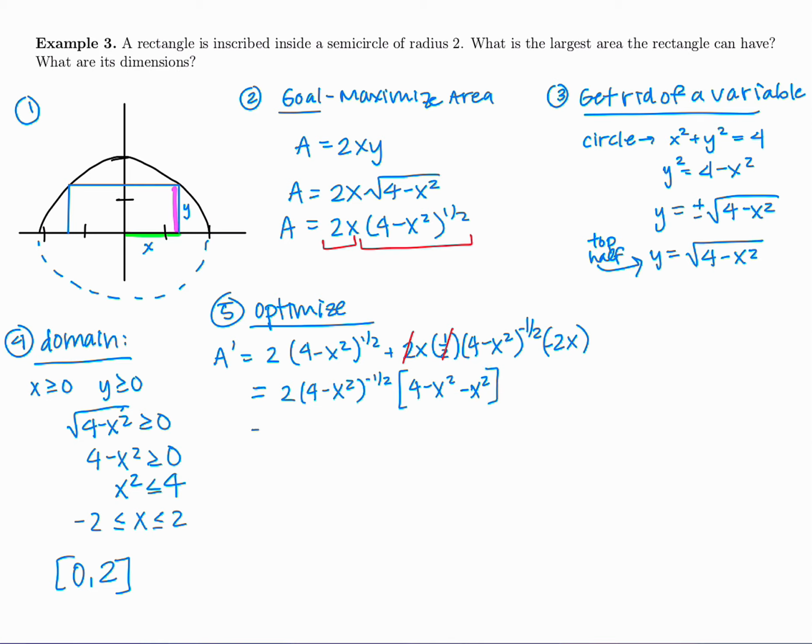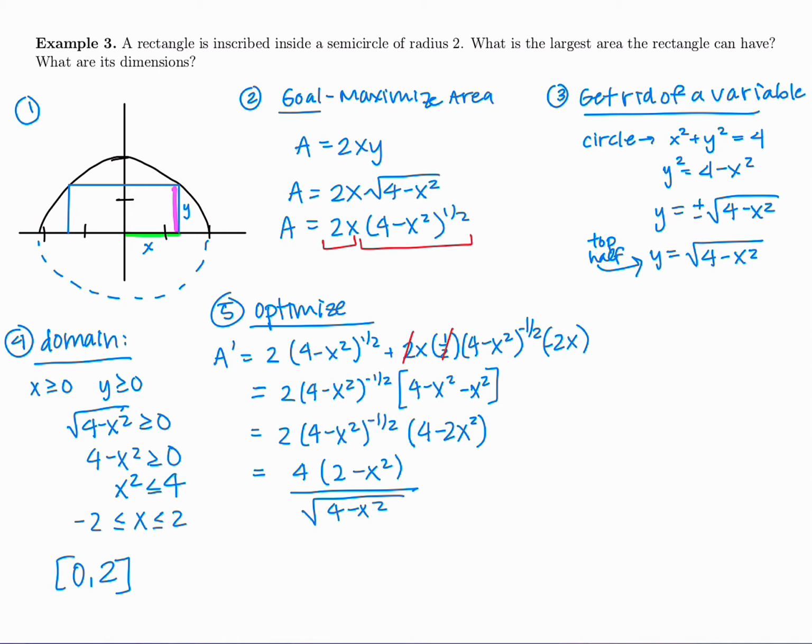So cleaning up another step, 2 times 4 minus x squared to the negative 1/2 times 4 minus 2x squared. And let's see, I see right there I can factor a 2 out, so I'm just going to go ahead and do that. If I factor that 2 out, that actually is going to make that a 4. So 4 times 2 minus x squared over the square root of 4 minus x squared.